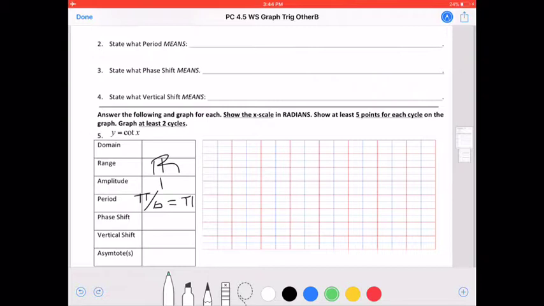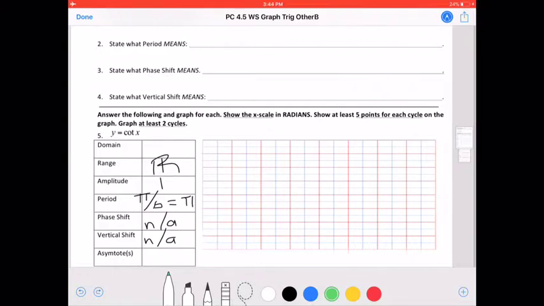Just like how we have 1 for a and b, since we don't see C or D, that means there's 0, which means we will not have a phase shift and we will not have a vertical shift. So before we start trying to fill out asymptote and domain, I always like graphing it first. We do have our formulas for it now, which we can review during class on Monday.